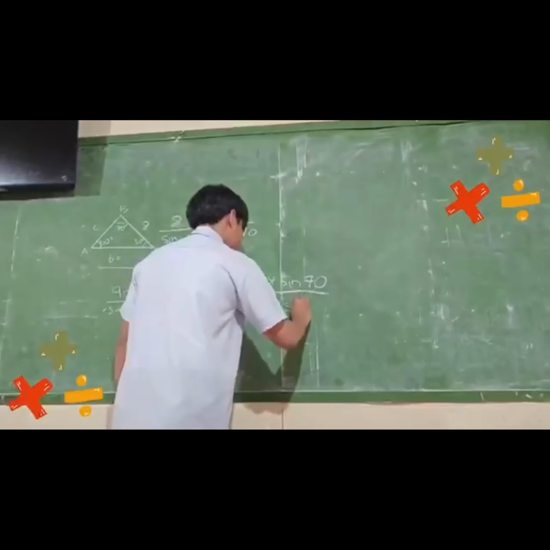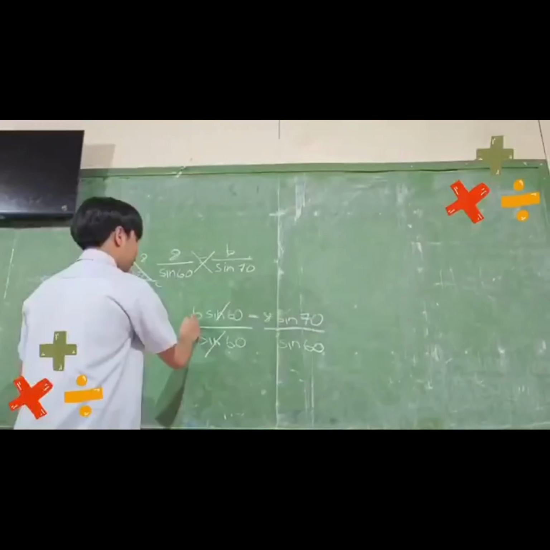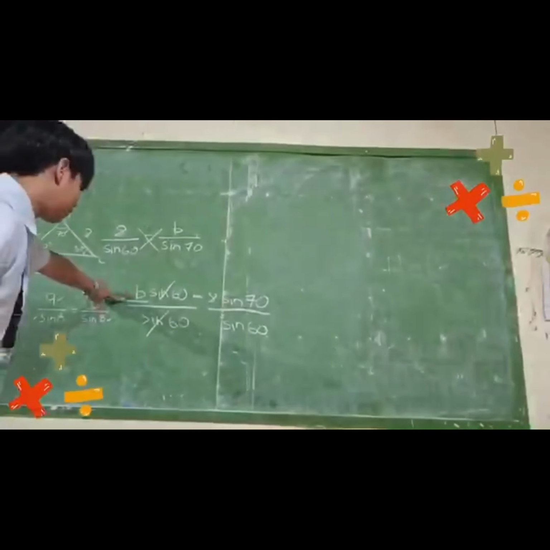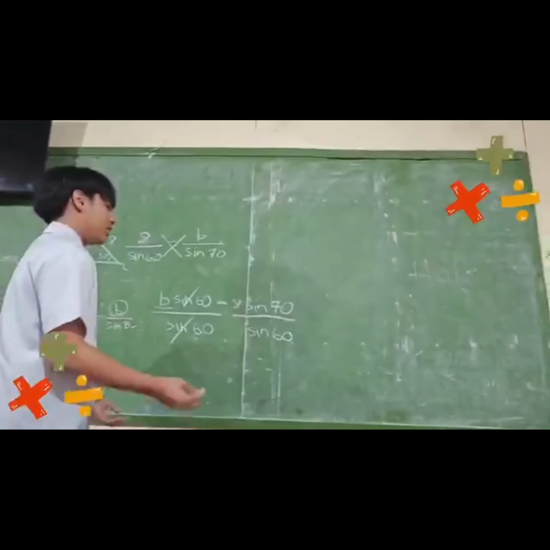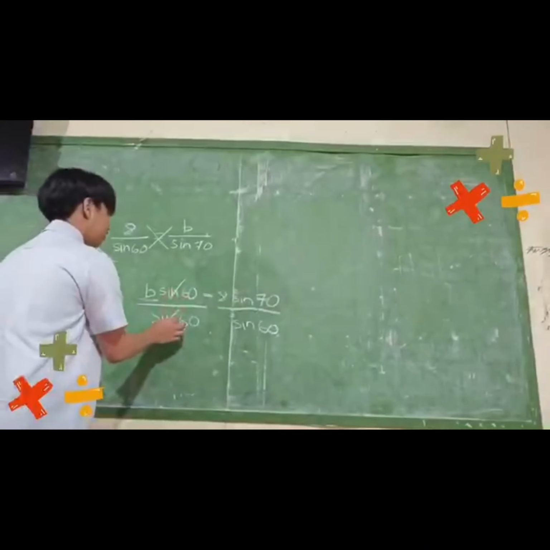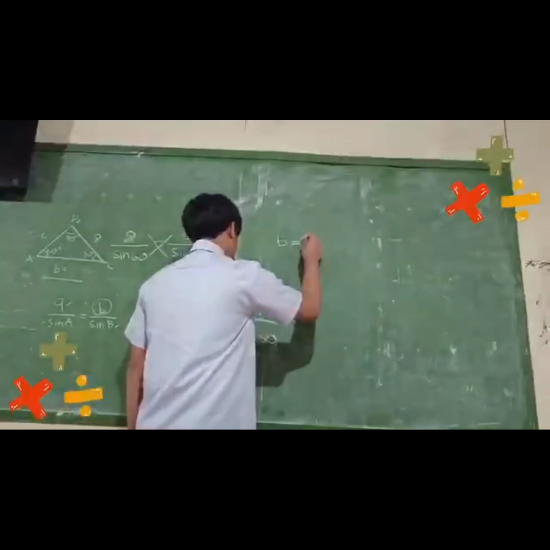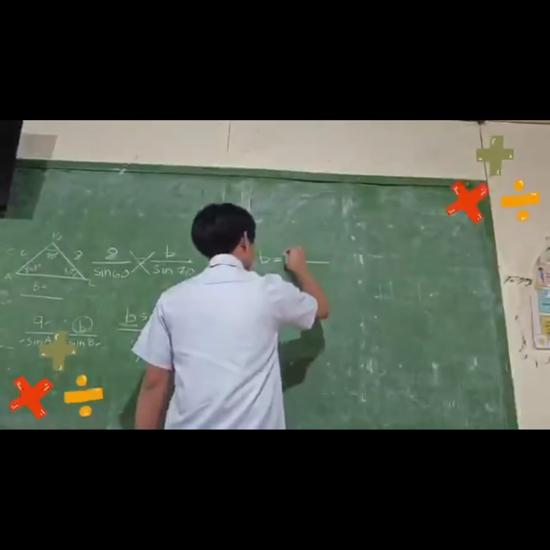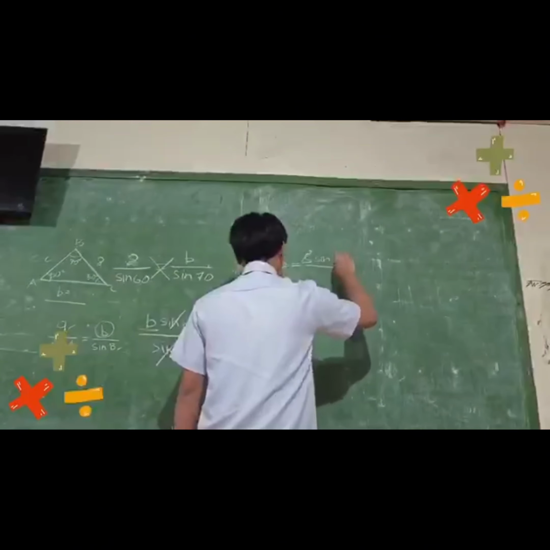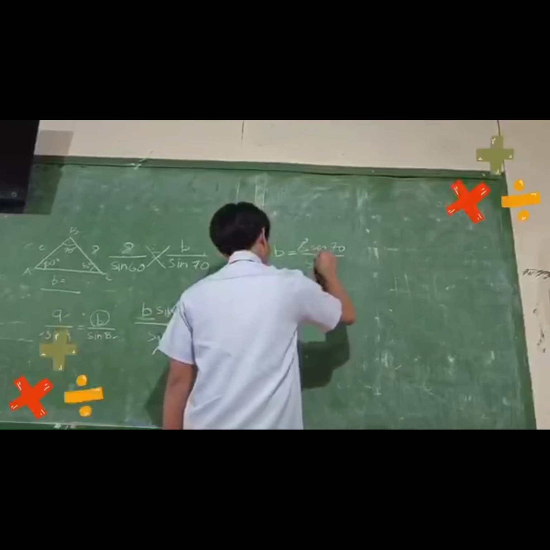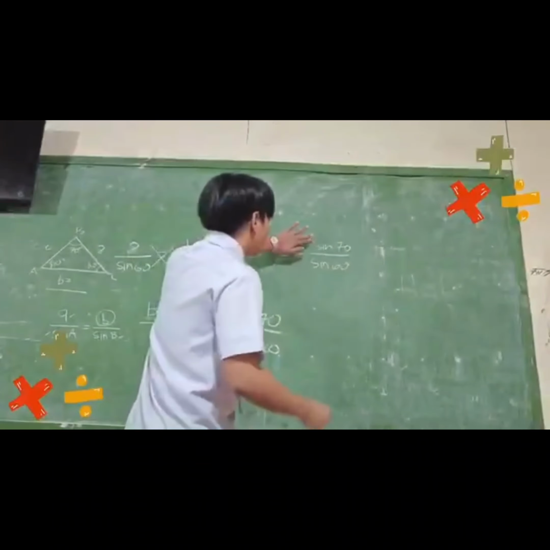We're going to cancel the sine 60 because B is our prioritized value for now. Then our next equation will be B equals 8 sine 70 over sine 60. This part here is very simple.